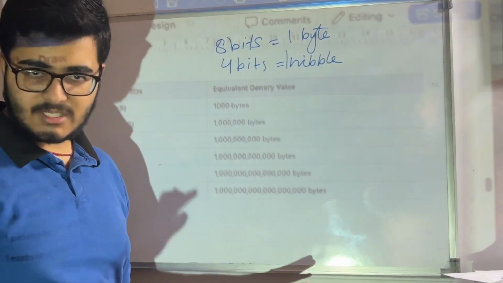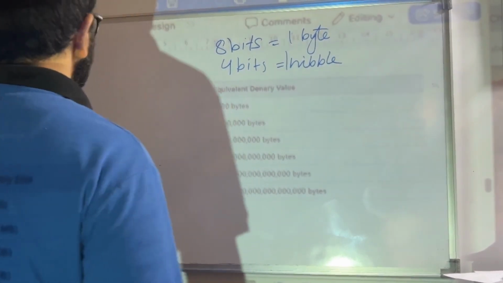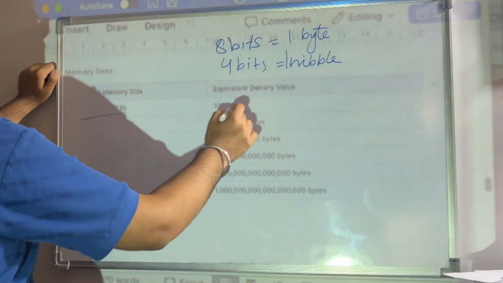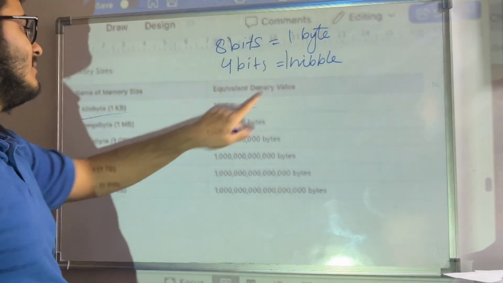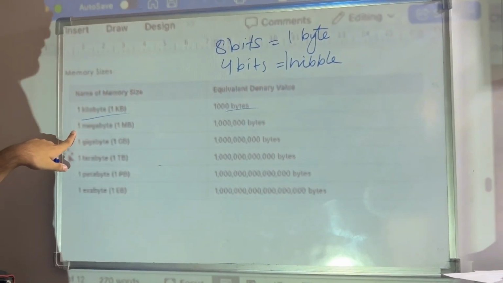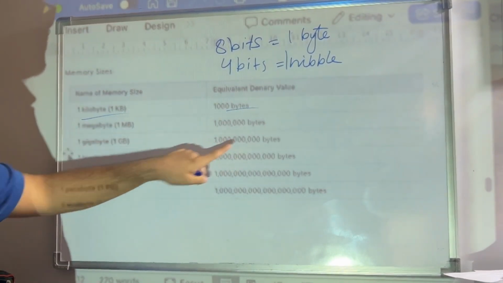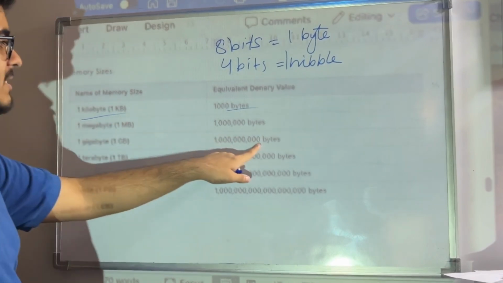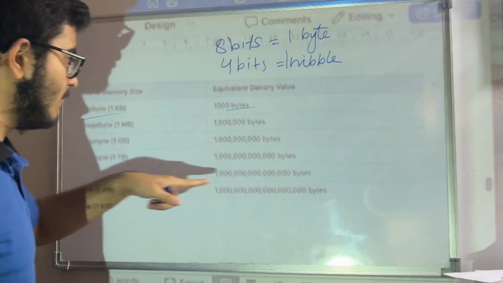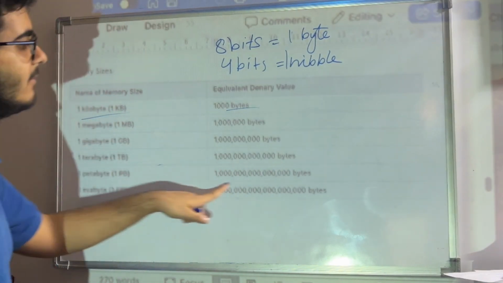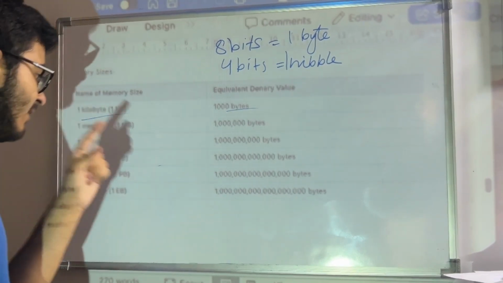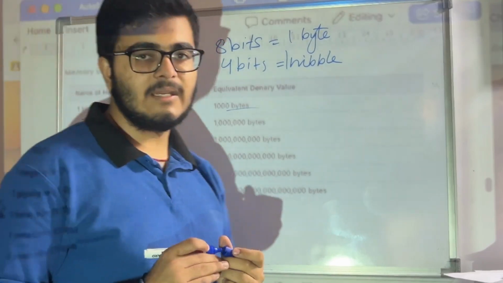Why is this? No questions. You need to remember this. Okay. Talking about kilobyte. Kilobyte is 1000 bytes. If I get 1000 bytes, it is 1 kilobyte. 1 megabyte will be, I will add 3 more zeros. 1 gigabyte will be, I will add 3 more zeros. 1 terabyte, 3 more zeros. 1 petabyte, 3 more zeros. 1 exabyte, 3 more zeros, right?